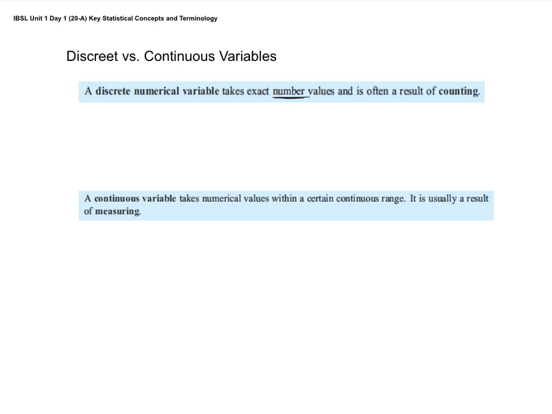Number values, okay? The result of counting. Discrete. Now, if you understand these two things, and when we get to looking at different distributions and different things that we're going to do statistically, often recognizing the fact that you have discrete variables or that you have continuous variables will help you when deciding which method to use. Okay?